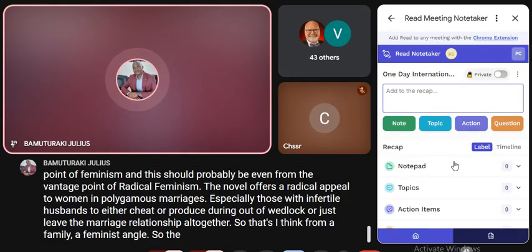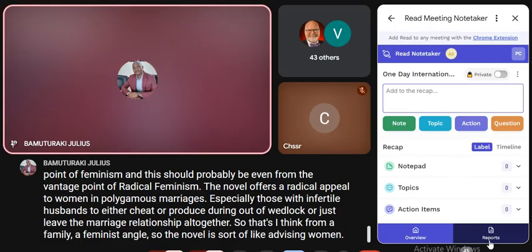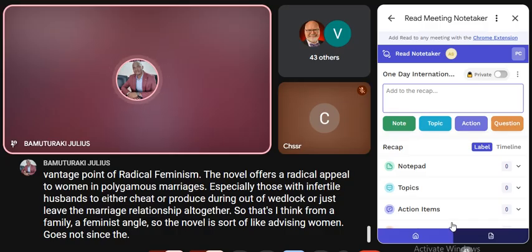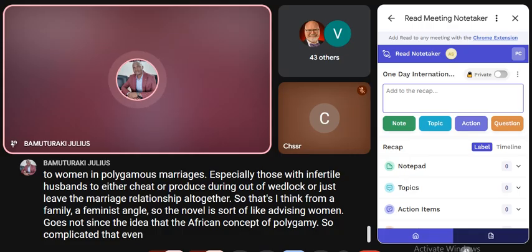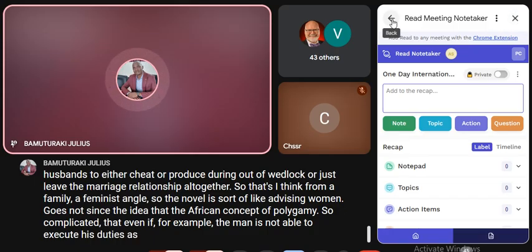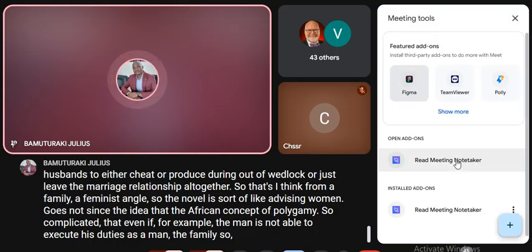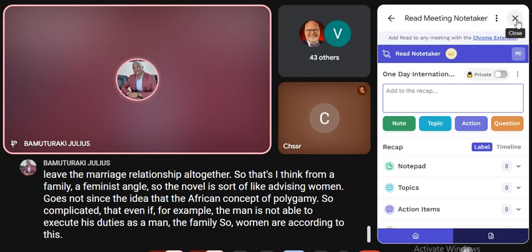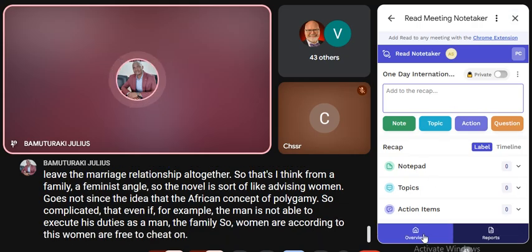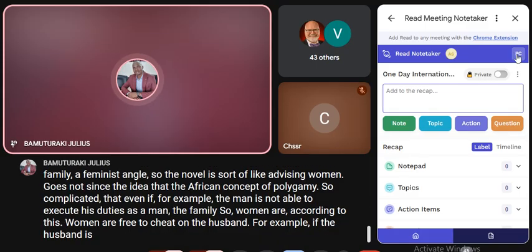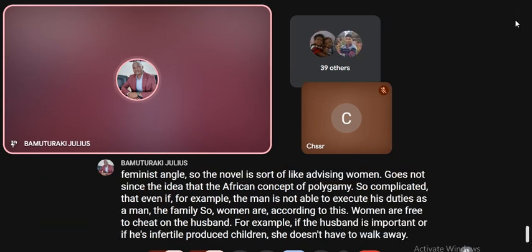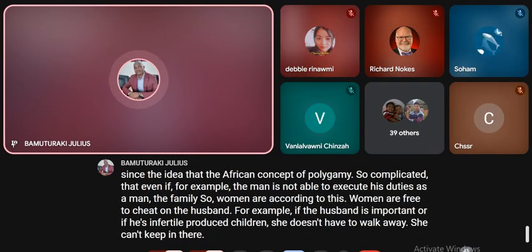So the novel is sort of advising women, because in the African concept of polygamy, which is so complicated, even if the man is not able to execute his duties as a man in the family, women are free to cheat on the husband. For example, if the husband is impotent or infertile, she can produce children. She doesn't have to walk away. She can stay in there, but she must see how she survives.